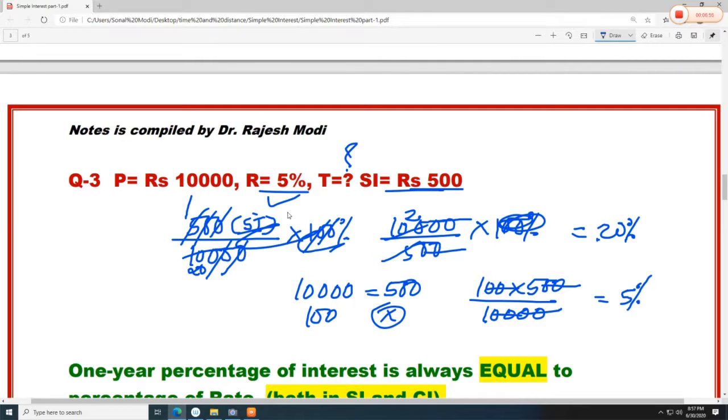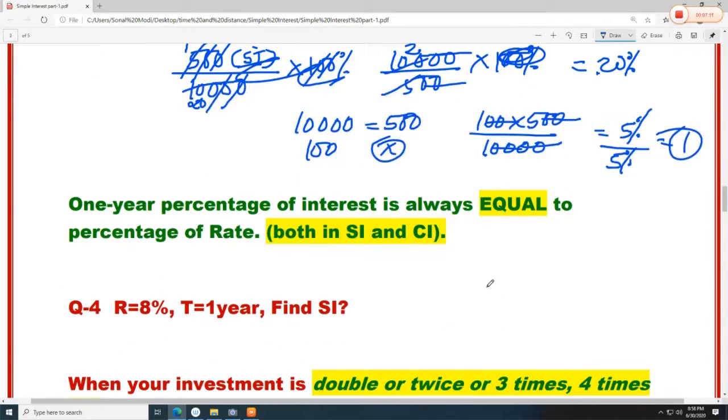So rate is already given as 5%, and the interest here is also 5%, so the time is 1 year. For 1 year, the percentage of interest is always equal to the percentage of rate. So for 1 year, the percentage of interest is equal to the rate itself.